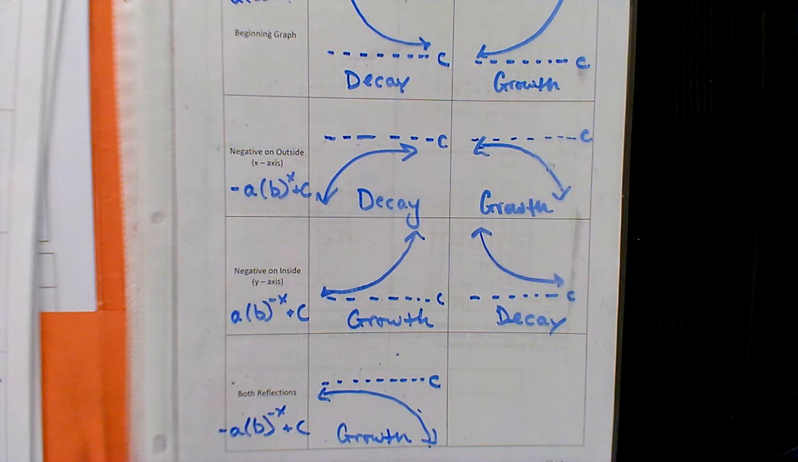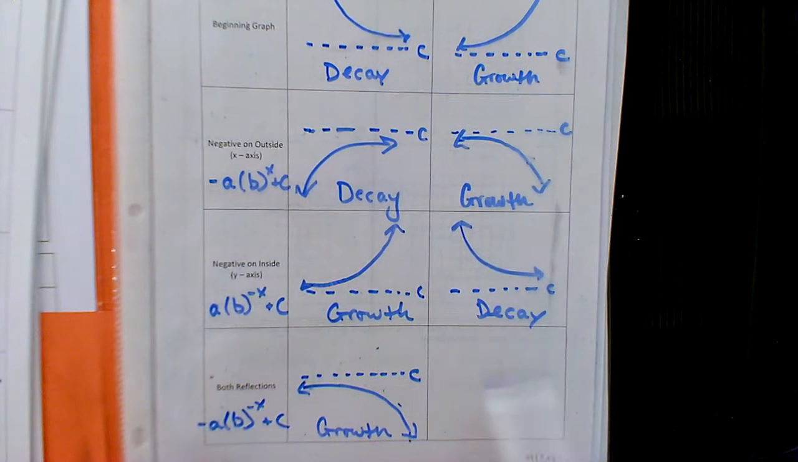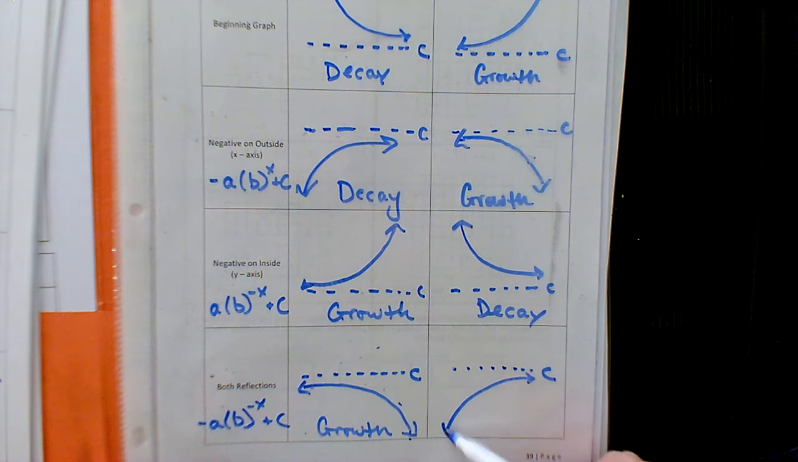There we go. Okay, and then if the base is bigger than 1, we're going to take the beginning graph, flip it both ways. Asymptote's still at C. What's it going to look like? Decay below the asymptote. Okay. I'm hoping some bells are ringing from last year. We did this quite often. Okay, looking at those reflections.